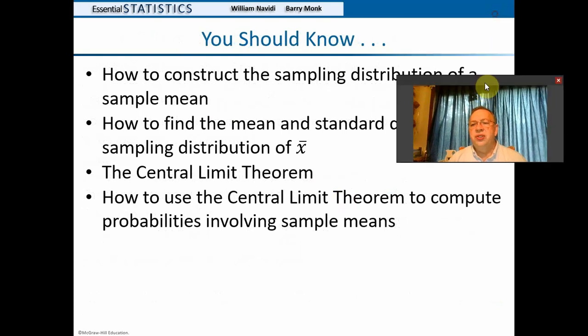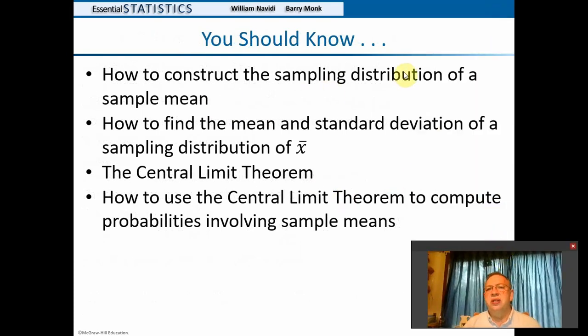This time we looked at how to construct the sampling distribution of a sample mean. We did it with the classical version using a tetrahedral die. Then we found the mean and standard deviation of a sampling distribution of X bar, using the population mean and the population standard deviation. The central limit theorem told us how to do that, and then how to use this to compute probabilities involving sample means. I hope that helped.